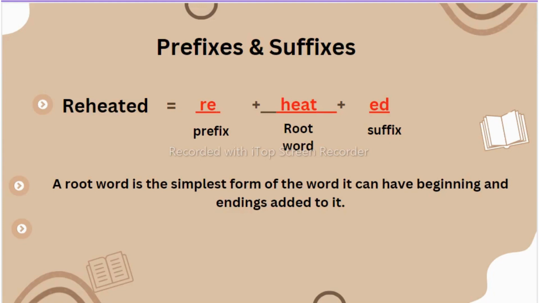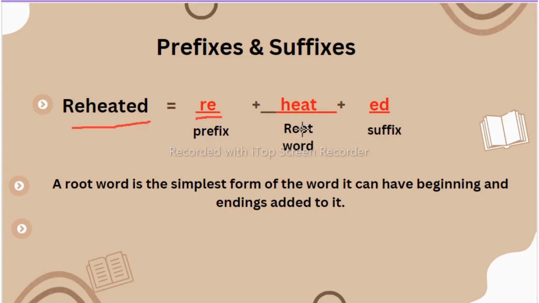So now we are going to look at the beginning and ending added to the root words. Like you can see in the word reheated, it is made up of three parts: re, which is a prefix, heat, which is a root word, and ed, which is a suffix. So now let us see what prefix and suffix are.